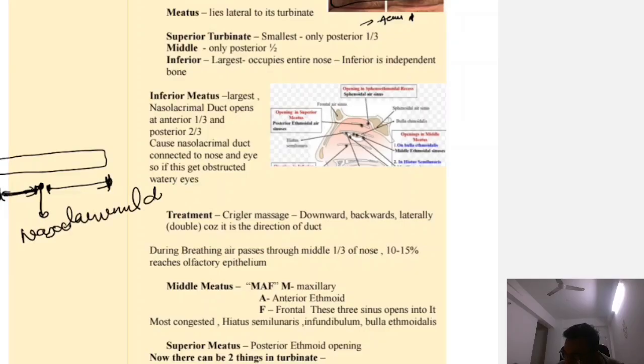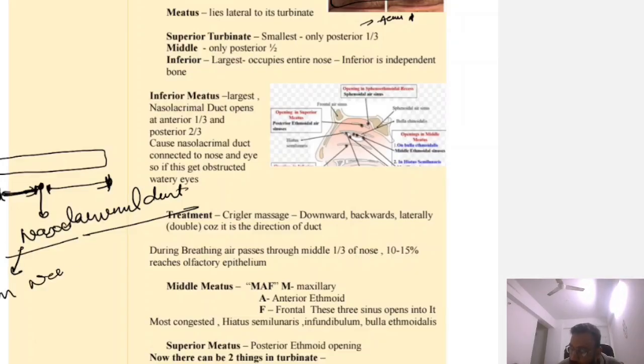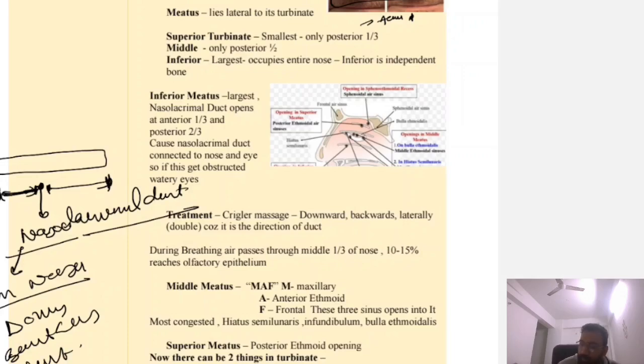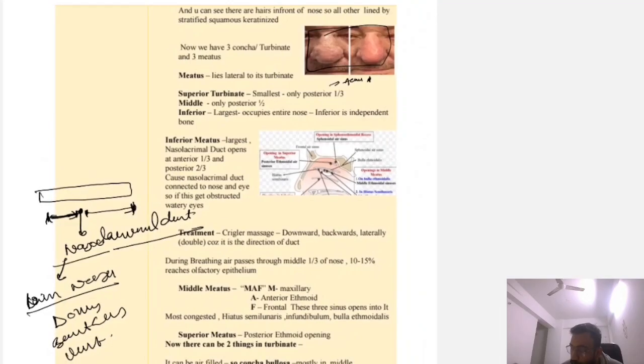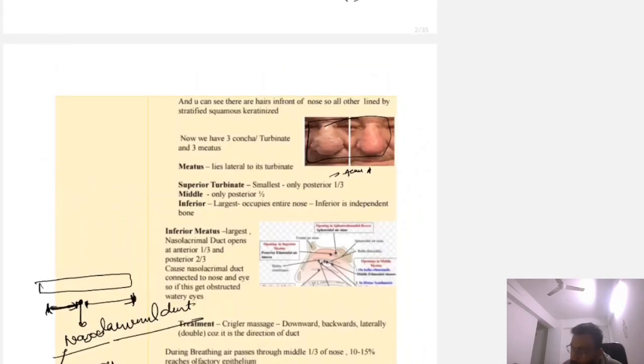The nasolacrimal duct, as the name itself says, starts from the lacrimal gland and is connected to the nose. Its direction is downward, backward, and laterally. If it gets obstructed, you have to do Crigler massage in this direction. So this is the content of the inferior meatus.